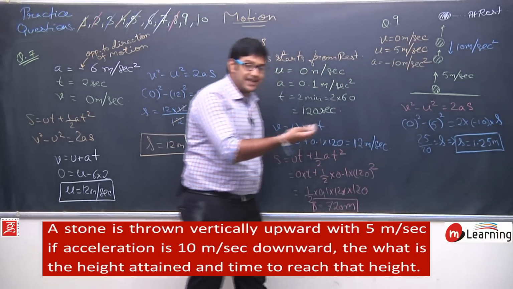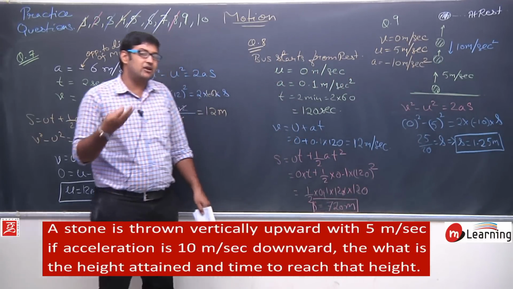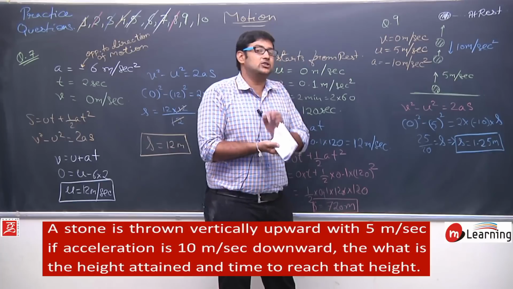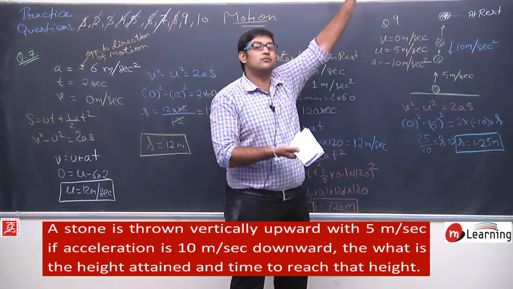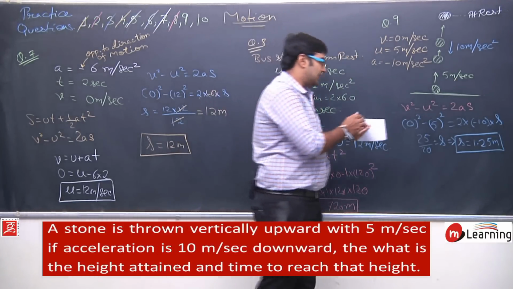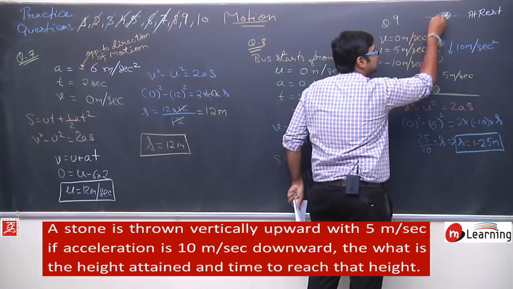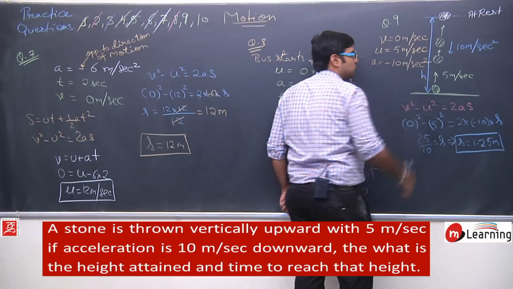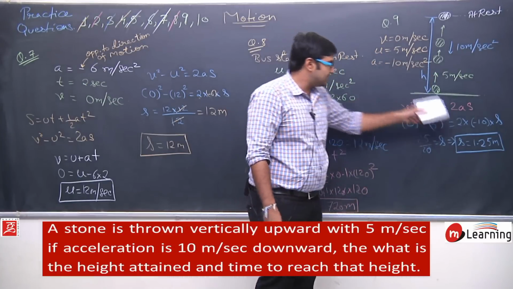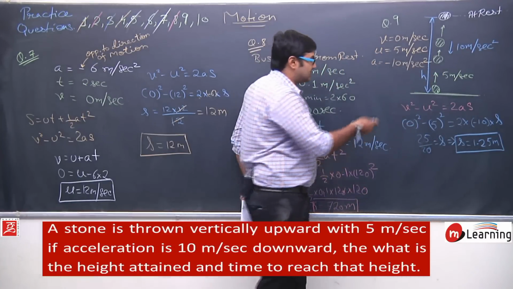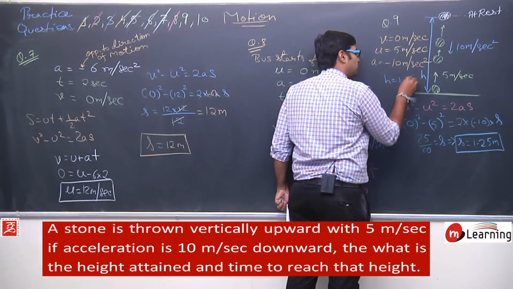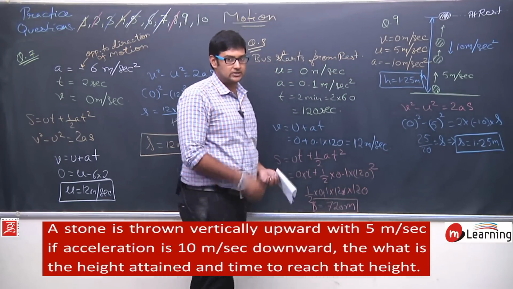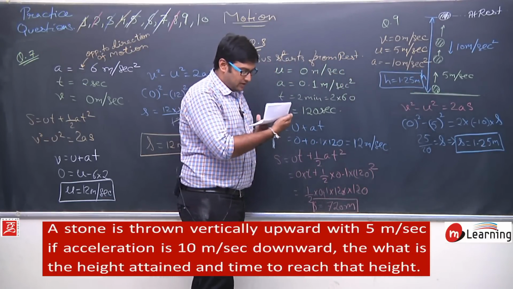Now, what is this S? S is the distance travelled by the stone before coming to rest, and the stone is travelling vertically upwards. So here I will say that this S represents the distance travelled, or the height attained, by the stone. This H and this S are the same. So H comes out to be 1.25 meters.